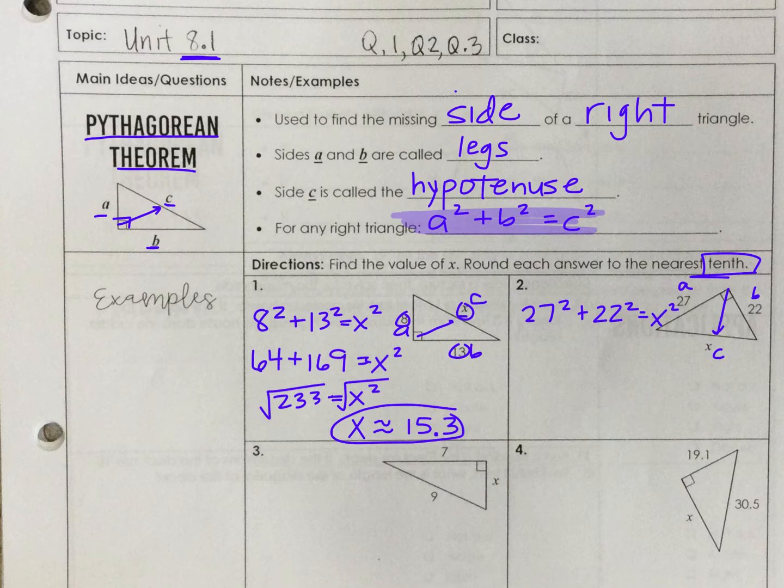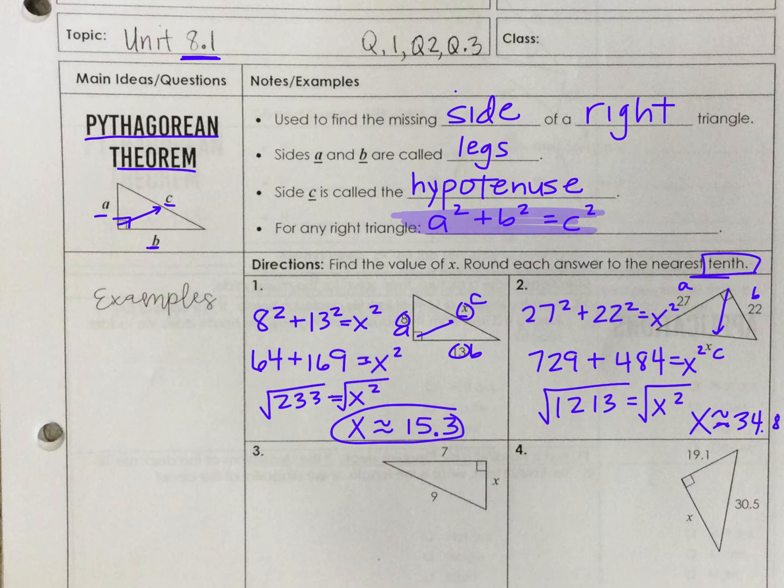22 squared is 729. Or sorry, 27 squared is 729. 22 squared is 484 equals x squared. 729 plus 484 is 1213. When I need that square to go away, I square root it. X is going to be approximately 34.8. Okay?